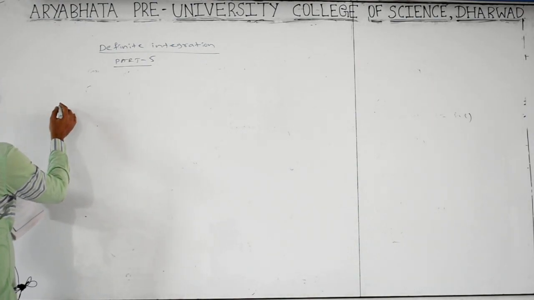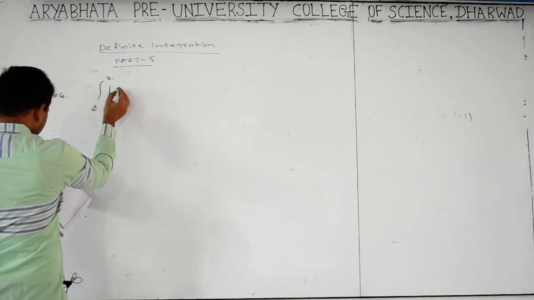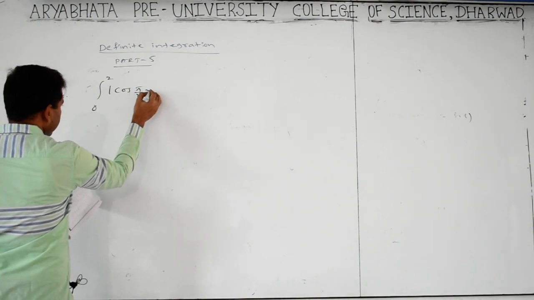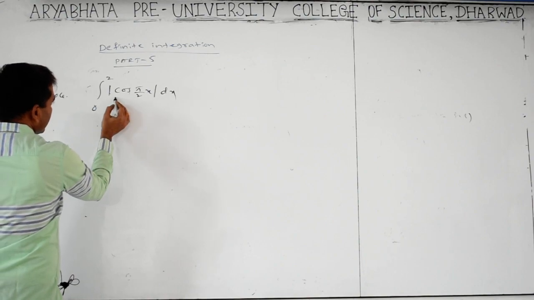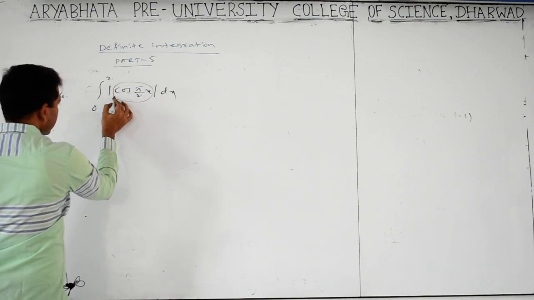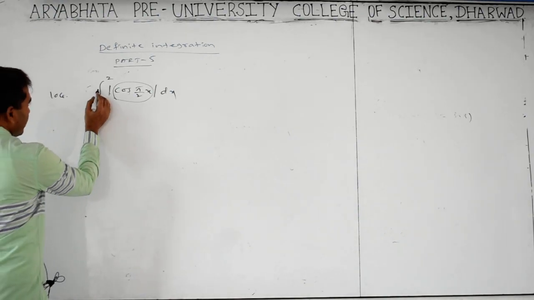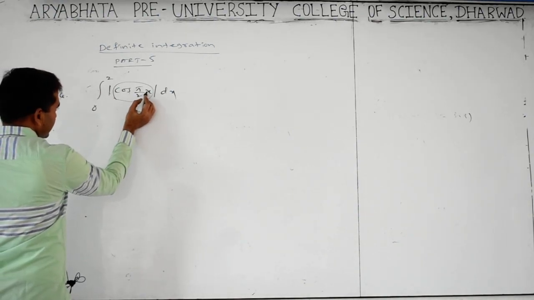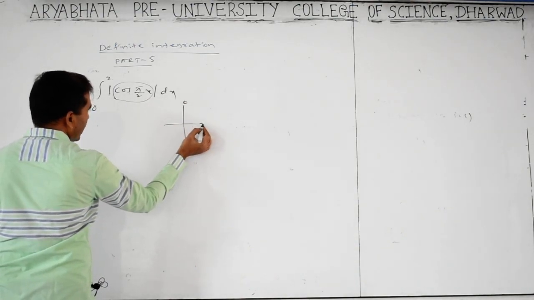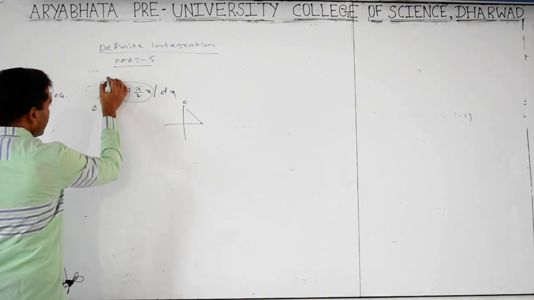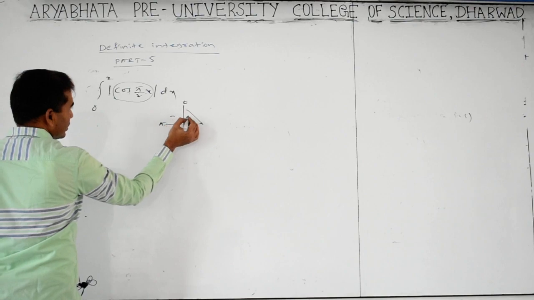Next, question number 104, integration 0 to 2 of mod of cos(pi/2 x) dx. Yes, we should eliminate the mod. To eliminate the mod, we should identify whether it is positive, negative, or both. In between, at 1, if you take x equal to 1, cos(pi/2) is 0. So 0 to 1 is the first quadrant, and from 1 to 2 is the second quadrant. In the second quadrant, cos is negative, here it is positive.